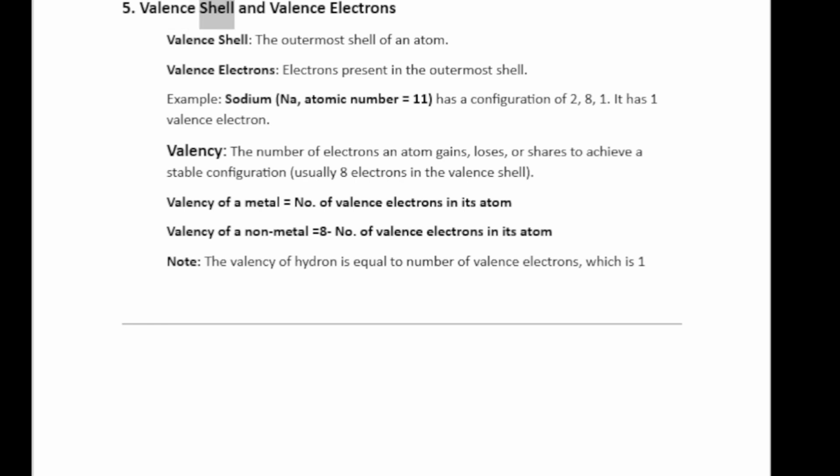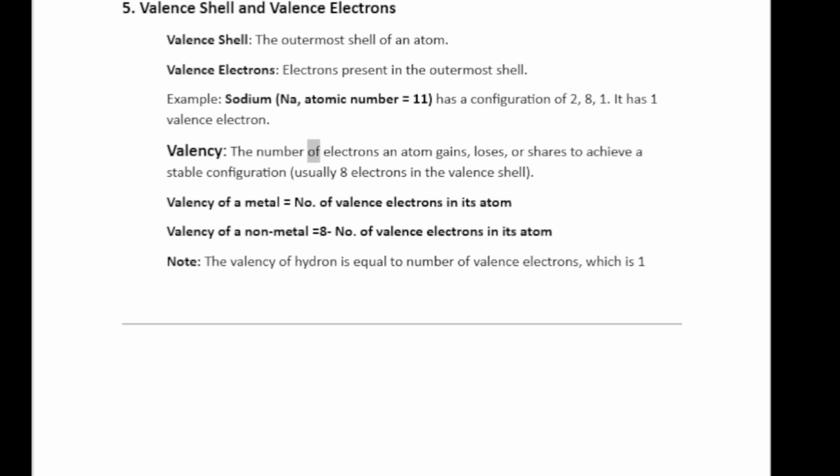5. Valence shell and valence electrons. Valence shell, the outermost shell of an atom. Valence electrons, electrons present in the outermost shell. Example, sodium, Na, atomic number is equal to 11, has a configuration of 2, 8, 1. It has one valence electron.